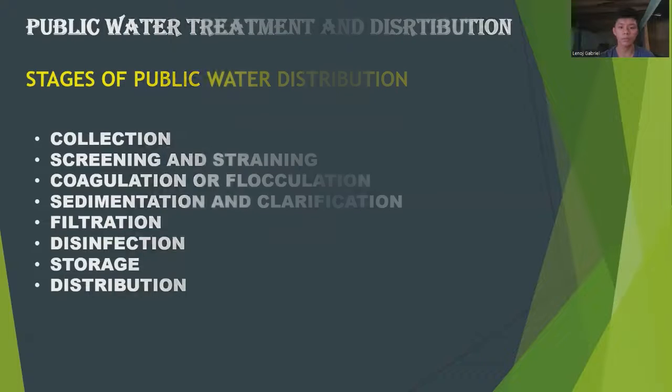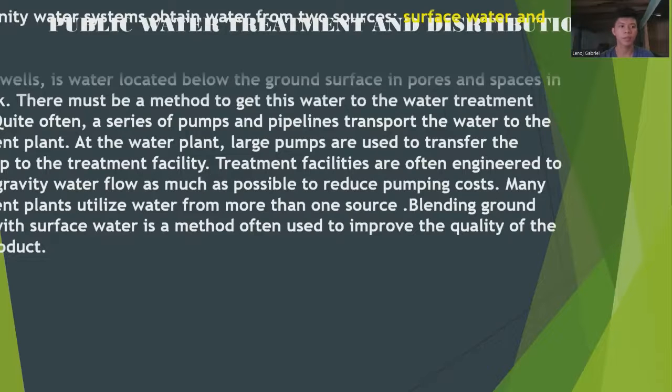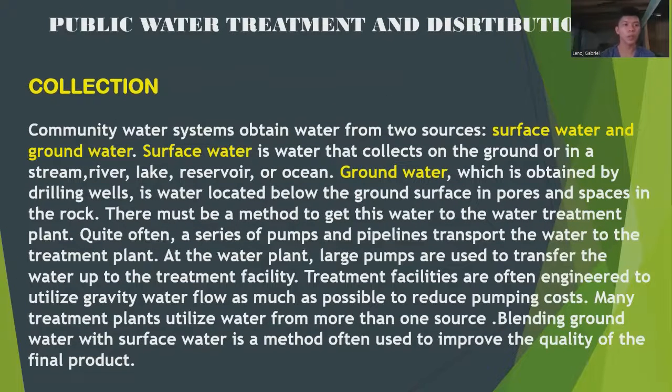So let's talk first about the collection. Community water systems obtain water from two sources, which are surface water and groundwater. Surface water is water that collects on the ground or in a stream, river, lake, reservoir, or ocean. While groundwater, which is obtained by drilling wells, is water located below the ground surface in pores and spaces in the rock. There must be a method to get this water to the water treatment plant.